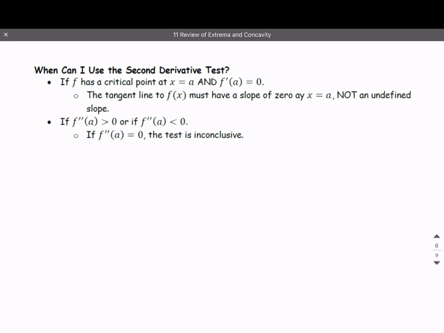Now, when can I use the second derivative test? If you know that f has a critical point at x equals a, which means that the derivative is 0, the tangent line to f of x must have a slope of 0 at that x equals a. You cannot use this when it's an undefined slope. It has to be that the derivative of f at a is 0. So it's not just any critical point. And also, you need to know whether the second derivative is positive or negative. If the second derivative is 0, the test is inconclusive. You can't get an answer for this.